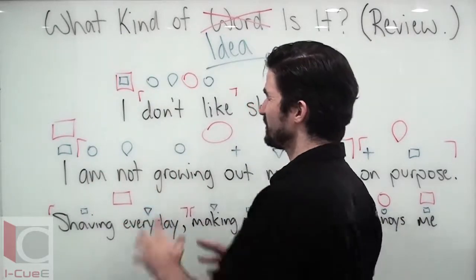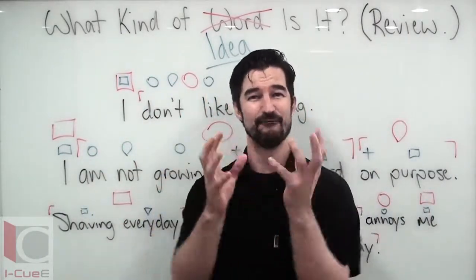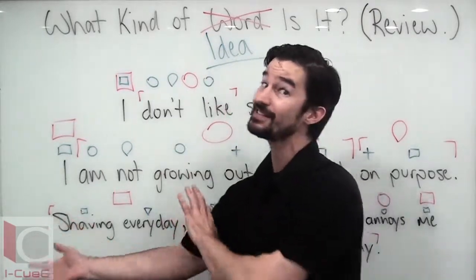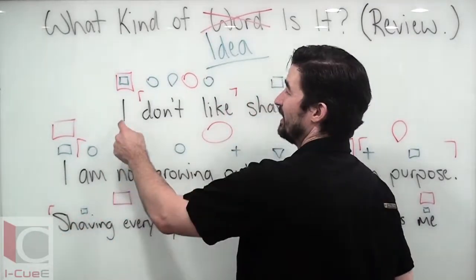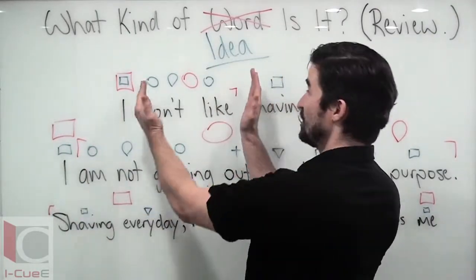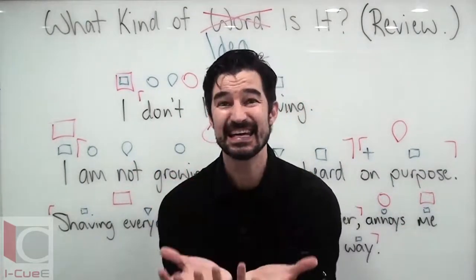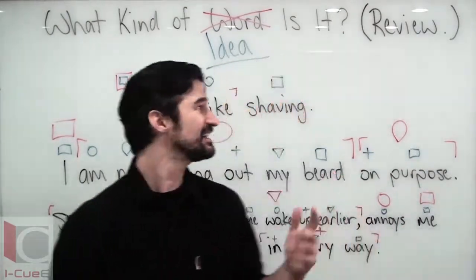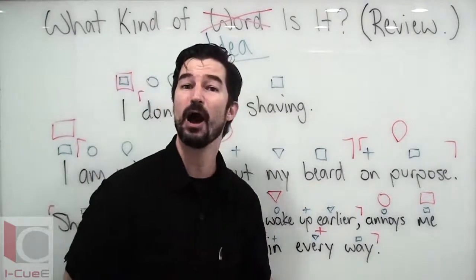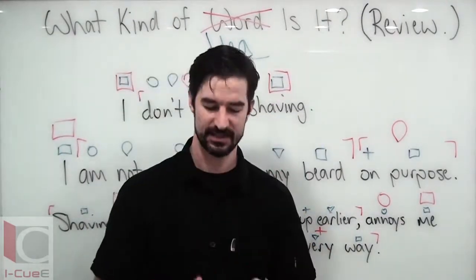But what you can do is, you can see you don't have to go through every single word and every single shape. And that's going to get much more important later. It's really simple. I am the subject. Don't like is my verb. That's the idea that you want to get across. And shaving is my object. That is what I don't like.